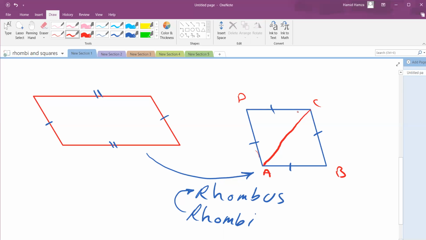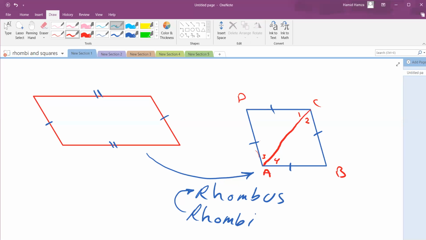That means these four angles will be equal. Angle 1, angle 2, angle 3, angle 4, all of them are equal in measure. Okay, guys. So if you join the diagonal, the diagonal will divide or bisect the opposite angle. That means we will get 4 equal angles.